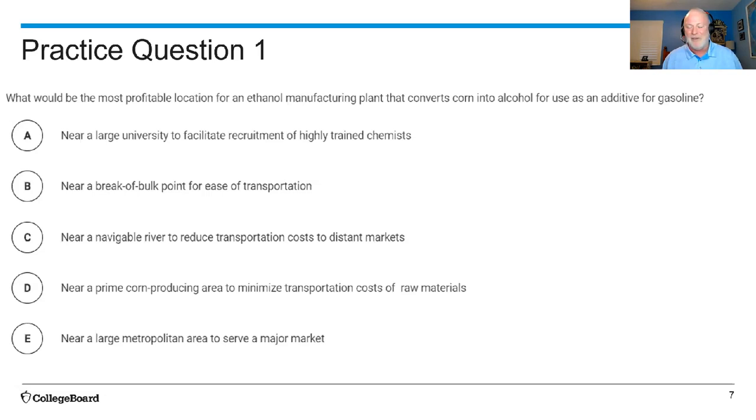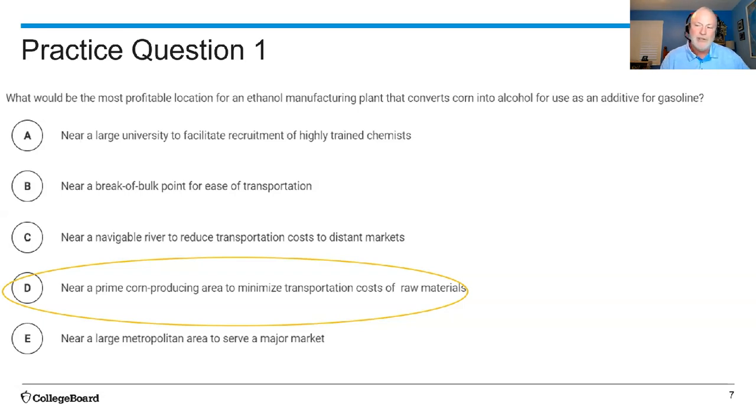So what's the most profitable location? You don't want to move the corn because it's big and heavy. You'd rather move the ethanol because it's going to be concentrated in liquid form, and therefore it's going to be cheaper to ship it after you process it. So our answer is, we want to put that factory near the prime corn producing area to minimize the transportation cost of the raw materials. This is a bulk reducing activity.